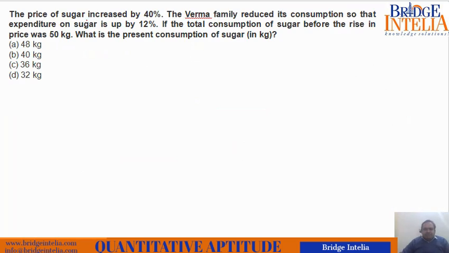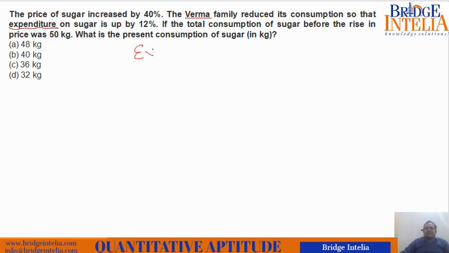Now let's have a look at this question. The price of sugar increased by 40%. The Verma family reduced its consumption so that the expenditure on sugar is up by 12%. If the total consumption of sugar before the rise in price was 50 kgs, what is the present consumption of sugar? Now in these types of questions, you will see the key: everything is explained in terms of expenditure. So expenditure increased by 12%.